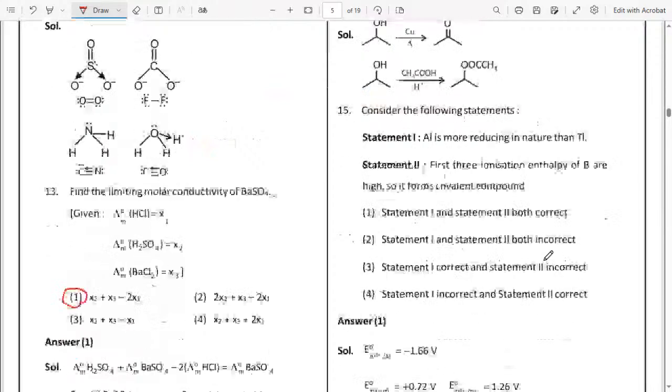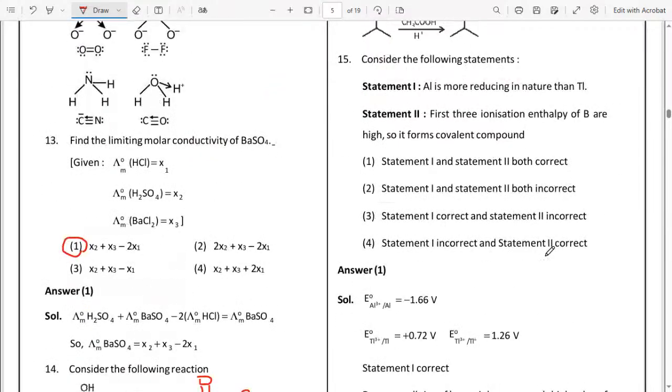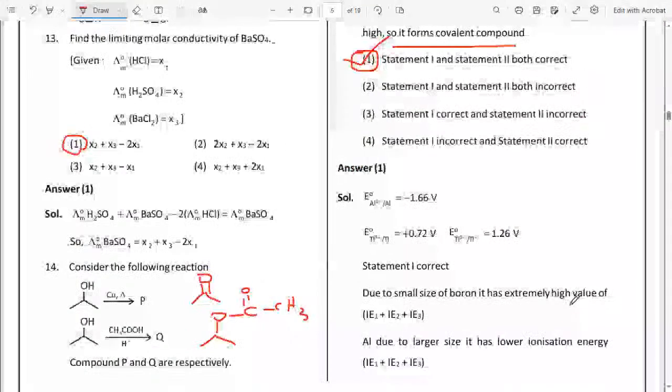Next, question number 15. Consider the following statements. Statement 1: Aluminum is more reducing in nature than thallium. Yes, correct. Statement 2: The first 3 ionization enthalpies of B are high, so it forms covalent compounds. Yes, so statements 1 and 2 are both correct, students. So option 1 is correct.